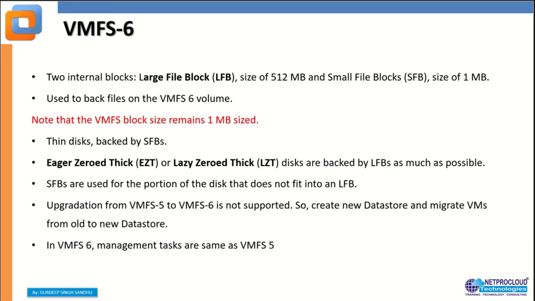Thin disks are backed by the SFBs, and thick disks, meaning lazy zeroed as well as eager zeroed, are backed by the LFBs, meaning large file blocks. So thin disks are backed by SFB, meaning small file blocks, whereas thick provision disks are backed by the large file blocks. SFBs are used for the portion of the disk that does not fit into an LFB.